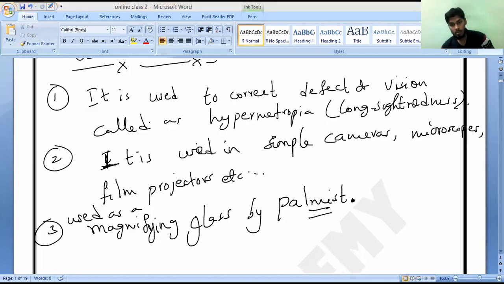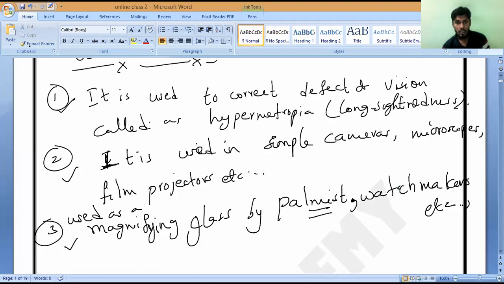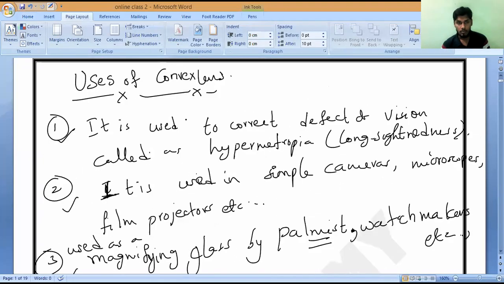Note it down. Next, watchmakers, etc. Palmist, watchmakers, etc. So these are the 3 uses of convex lens. All of you noted down? Is there any doubt? You can ask me. You must know the uses of concave mirror, convex mirror, as well as convex lens and concave lens. I hope you have noted down.